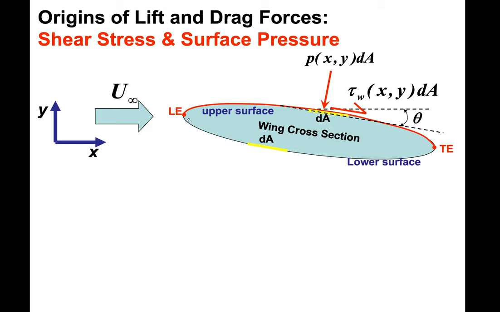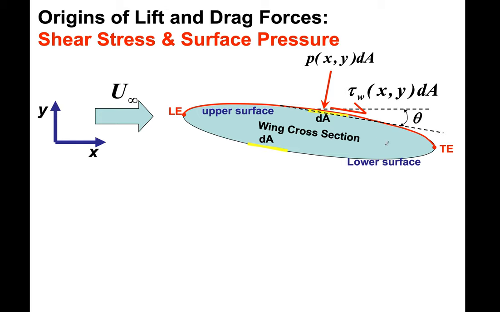So here I have my wing. It has a top surface, from the leading edge to the trailing edge, and if I complete the circle, I would also have a lower surface. So I will do the analysis in two steps, top surface and then bottom surface, and then sum everything up. So this is my area dA, and this is my coordinate system x and y.